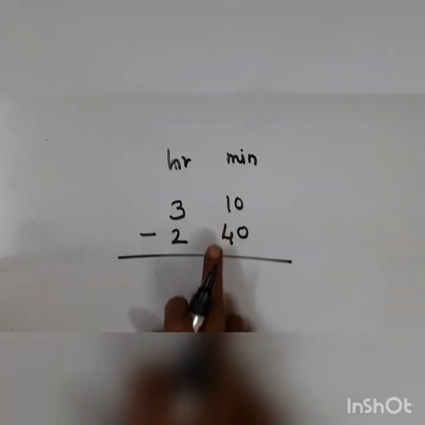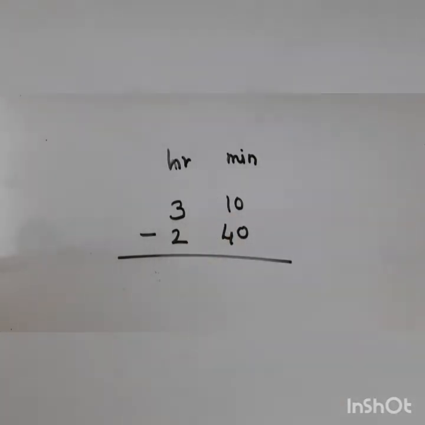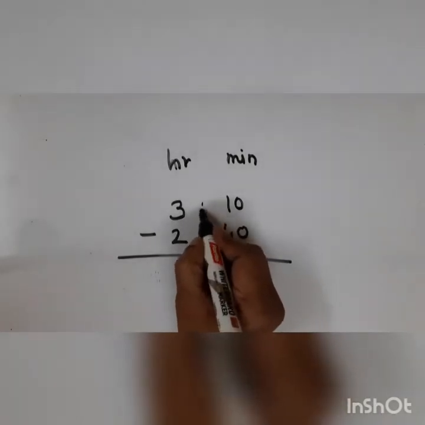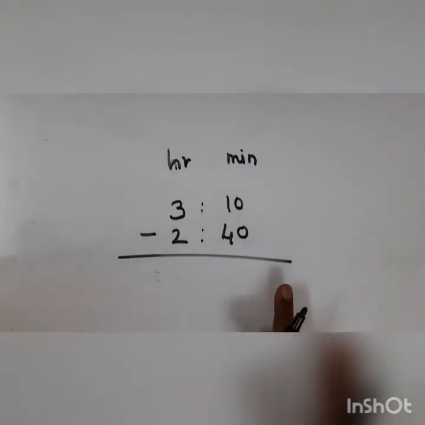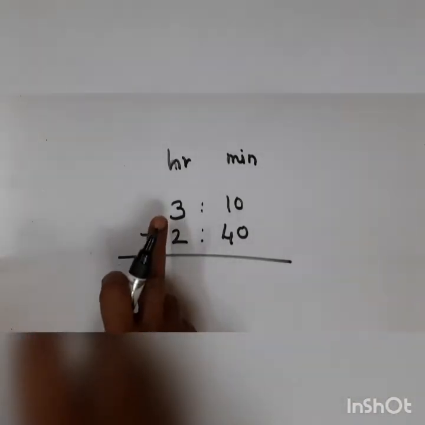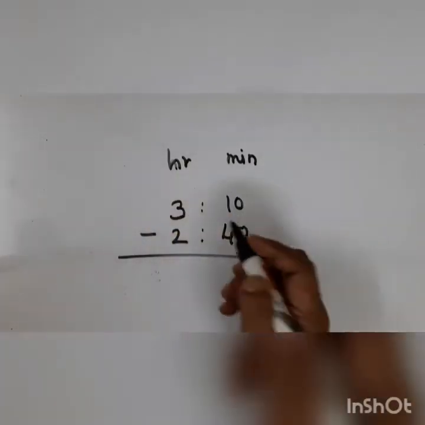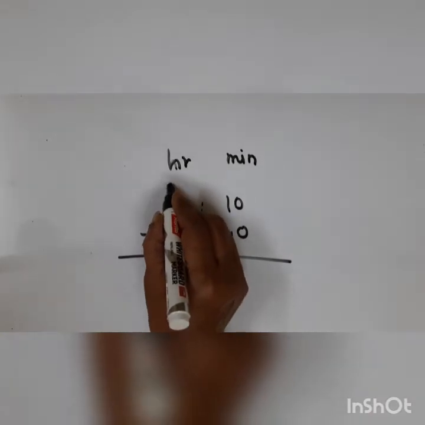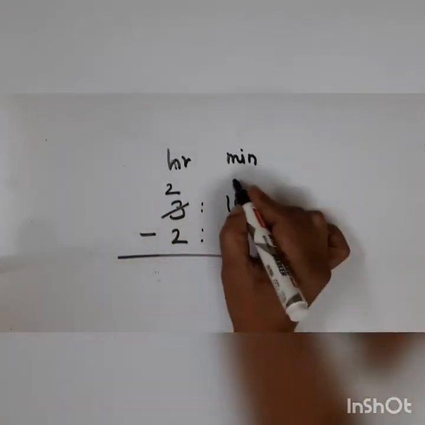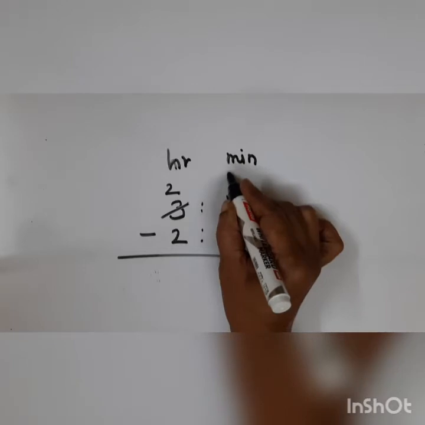Can we minus a bigger number from a smaller number? Okay, 40 minutes from 10. 40 cannot be subtracted from 10. So what I have to do children? I have to borrow from here. Okay, so I am borrowing 1 hour. This 1 hour. Okay, so what remains over here? 2. So the 1 hour comes here and I have to change it to minutes, children.